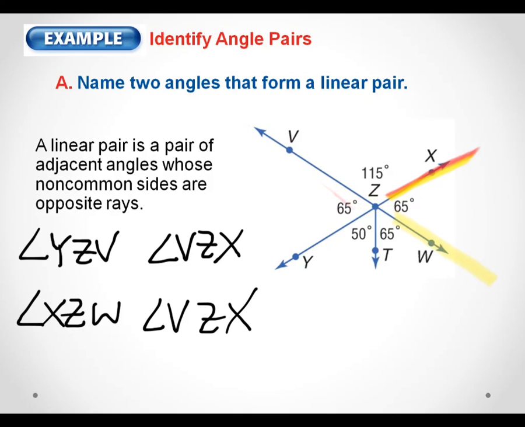And there's a couple more. We could say something like, this angle and this angle form a linear pair, right? This whole angle here and this 65-degree angle here form a linear pair. Their non-common side's a straight line. They share a side.